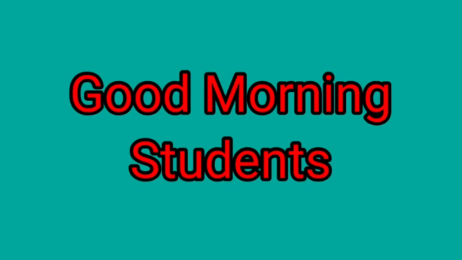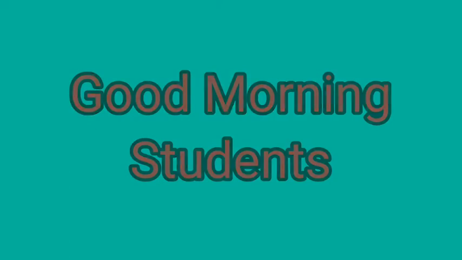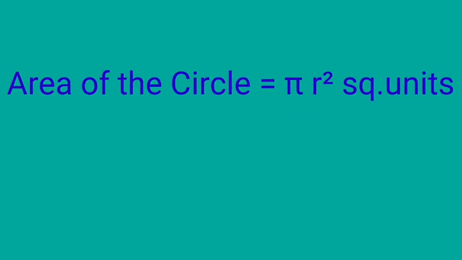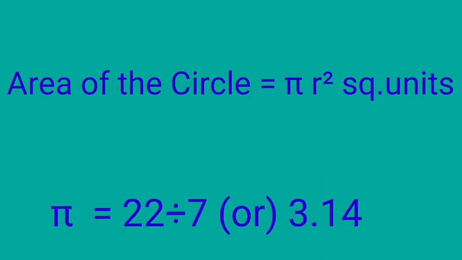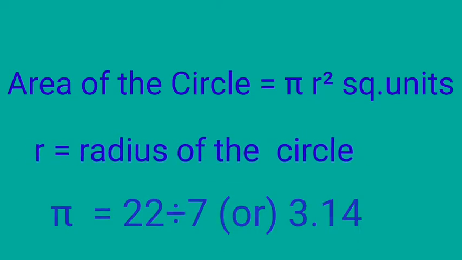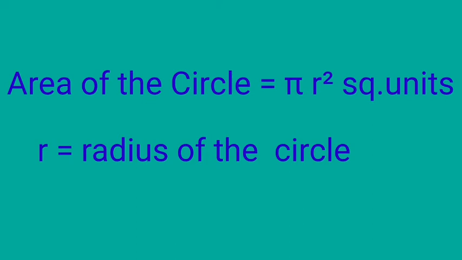Today in our online video class, we are going to learn exercise number 2.2. Before we start the class, you should know the formula for finding the area of the circle. The formula is pi r squared square units, where the value of pi is equal to 22 by 7, or we can use 3.14 if we need. And this small r refers to the radius of the circle.